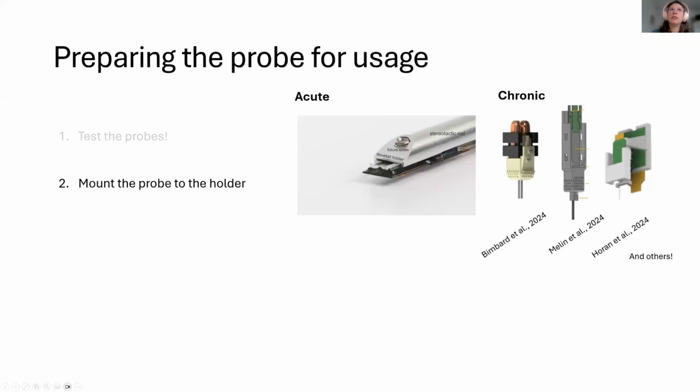The second thing that you would need to do is to mount the probe for usage. Now, this really depends on what kind of configuration you are using, whether you are recording acutely or chronically. But one important consideration is that if you are recording acutely, then IMEC is already sharing probes where the dovetail that you need to mount the probe on the stereotaxic rod is already put on the probe. So if you plan to only record acutely, then that is the best choice for purchase.